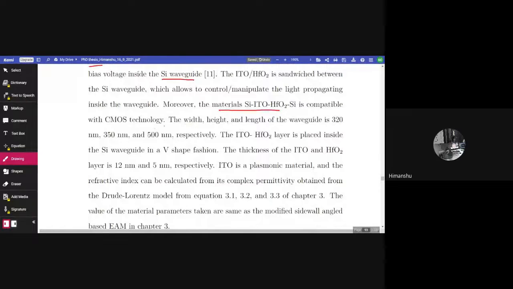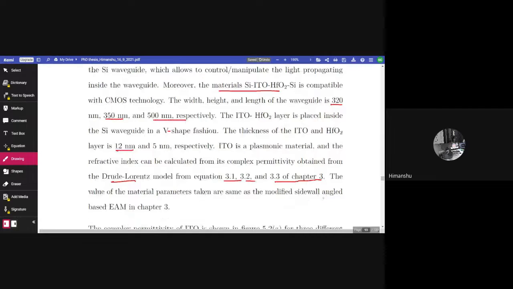The width, height, and length of the waveguide are 320 nanometer, 350 nanometer, and 500 nanometer respectively. The ITO-HfO2 layer is placed inside the Si waveguide in a V-shaped fashion. The thickness of the ITO and HfO2 layer is 12 nanometer and 5 nanometer respectively. ITO is a plasmonic material and its refractive index can be calculated from its complex permittivity obtained from the Drude-Lorentz model from equations 3.1, 3.2 and 3.3 of chapter 3.